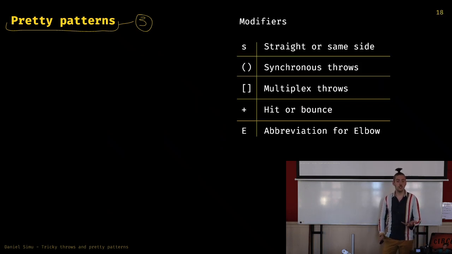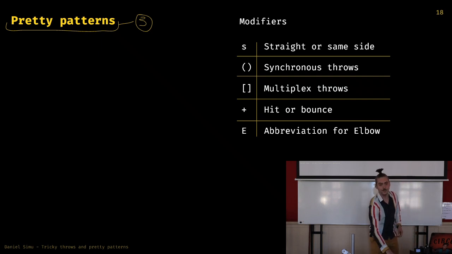There's some modifiers you can add to these numbers, so these numbers form the basis, but then you can add something to it, like an S for a straight throw that stays on the same side of the body. You can add brackets to define that you want to throw multiple balls at the same time. You can add a plus to indicate a hit or a bounce instead of a catch. You can use abbreviations like E for elbow to define that you want to throw to or from an elbow catch. And there's a bunch more of these abbreviations.